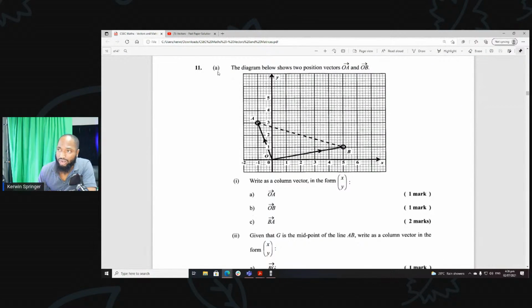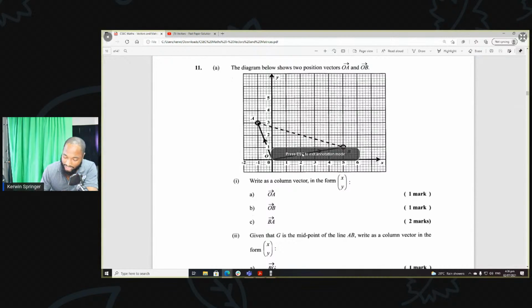So this one brings a whole diagram. The diagram below shows 2 position vectors, OA and OB. Position vectors just mean they start on the origin, and then they end up over there. I know I'm not teaching it in breakdown, but this was meant to be a run-through video. You could always come back and watch it. For those of you who just came in, if it's showing blurry, you need to change the settings on your YouTube. Write as a column vector in the form (x, y): OA.